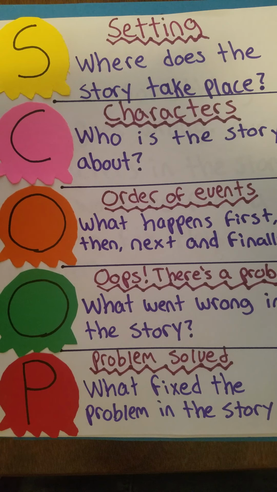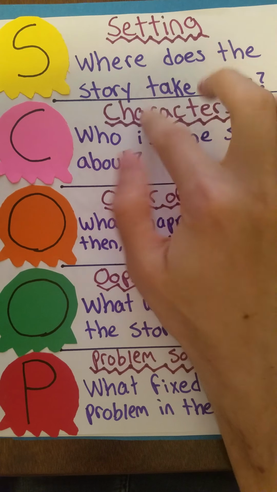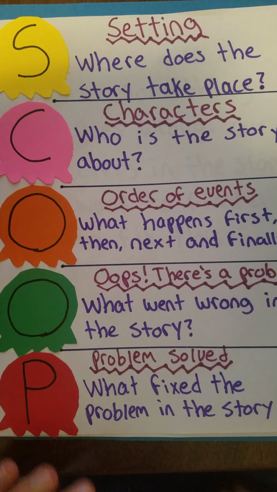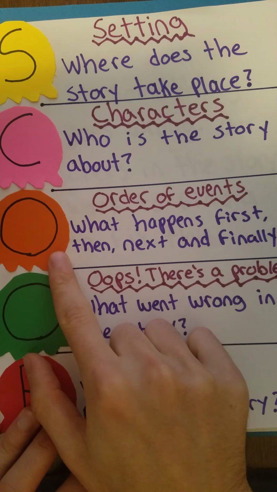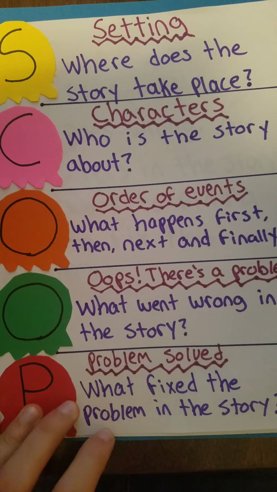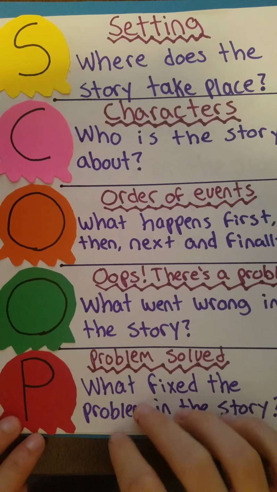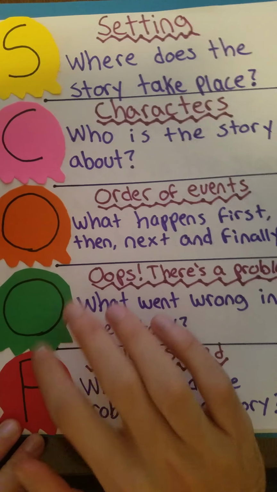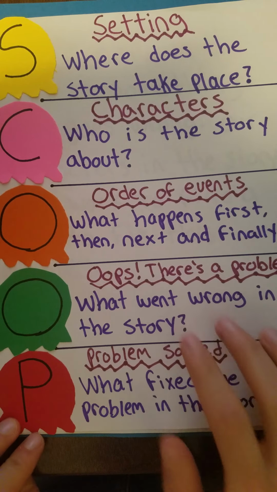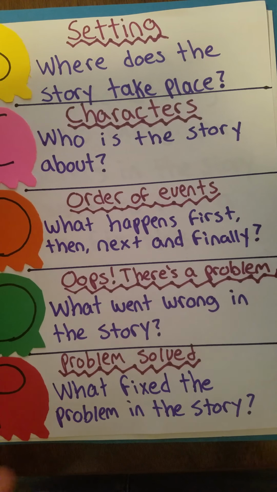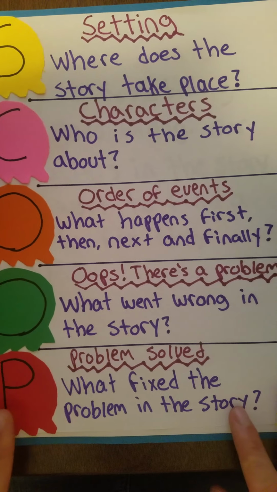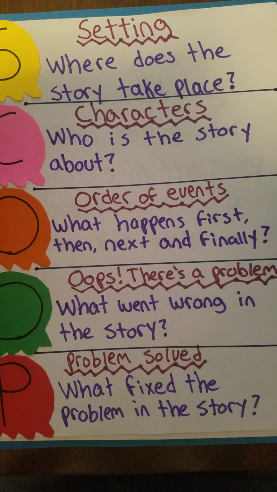On Monday, we retold the setting and the characters of The Lion Inside, and then yesterday, we retold the order of events in Aliens Love Dino Pants. Today, we are going to move to the final two letters of our scoop chart, and that's going to be problem and solution. Now, it's been a little while since we've talked about problem and solution, so we're going to save our problem and solution read aloud for tomorrow.